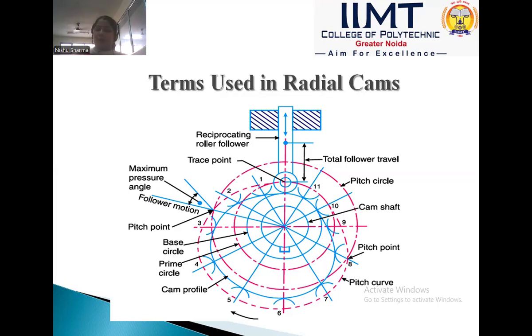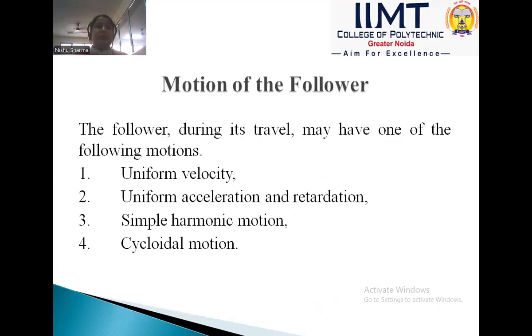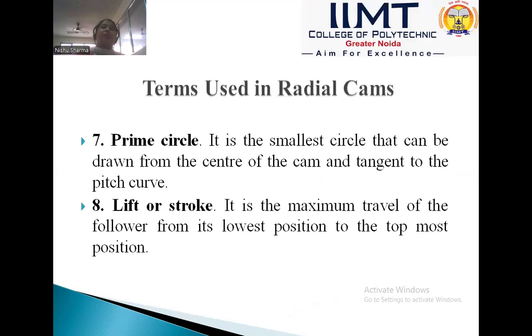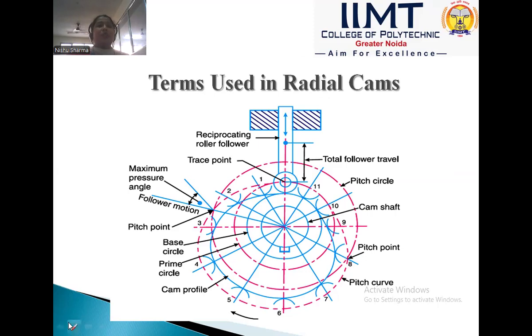Now the next and last term is the lift or stroke. This is the total follower travel, the maximum travel of the follower from its lowest position to the topmost position. It is called the lift or stroke. That is all about the terminology of the radial cam, or the terms used in the radial cam.